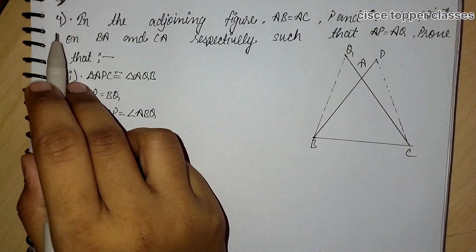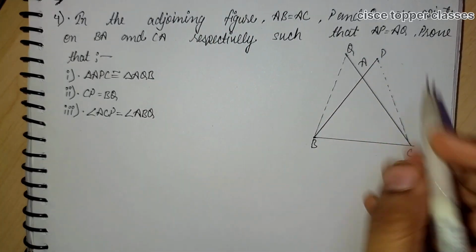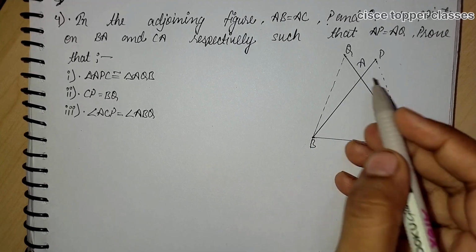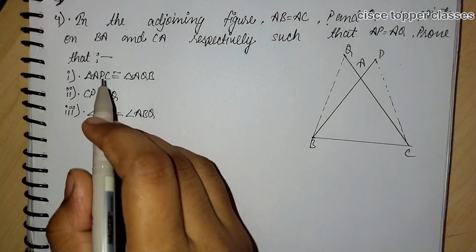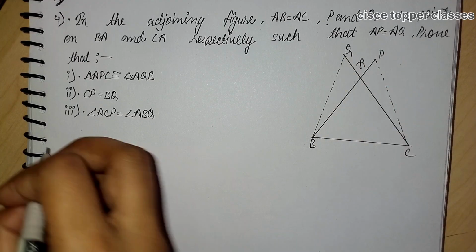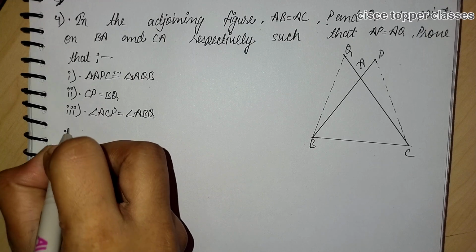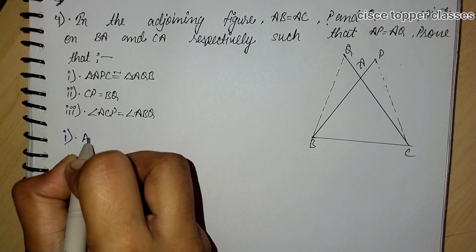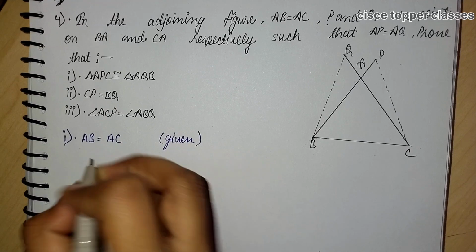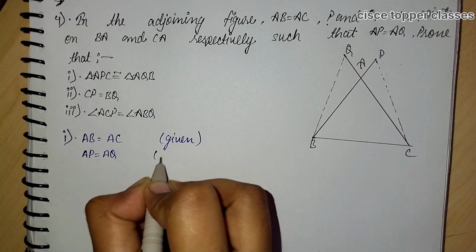Let us solve the fourth question, in which, in the adjoining figure, AB is equal to AC and P and Q are the points on BA and CA respectively, such that AP is equal to AQ. Then we have to prove that angle APC and angle AQB are equal. So firstly, from the given information, AB is equal to AC, which is given, and AP is equal to AQ. This is also given.